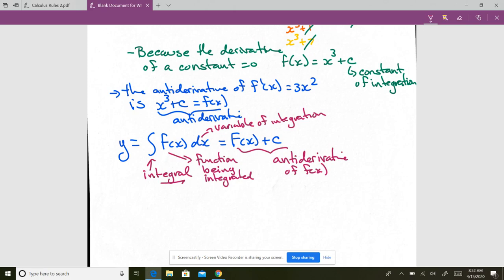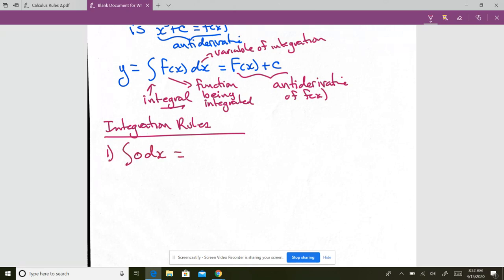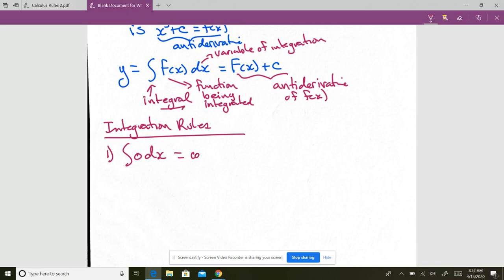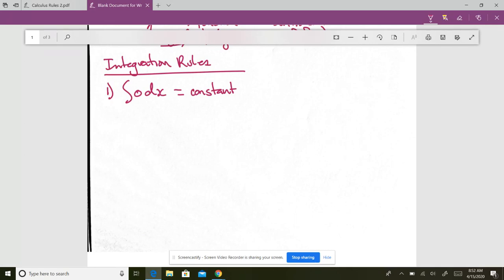Now, how do you do this? Well, some of you have probably already figured it out or have seen it before. So there's obviously a set of rules. First one, you are integrating 0. Basically what I'm asking you is, the derivative of what function will give you 0? Any constant. It can be anything: 1, 2, 3, 8, 9, -10, -1 billion.